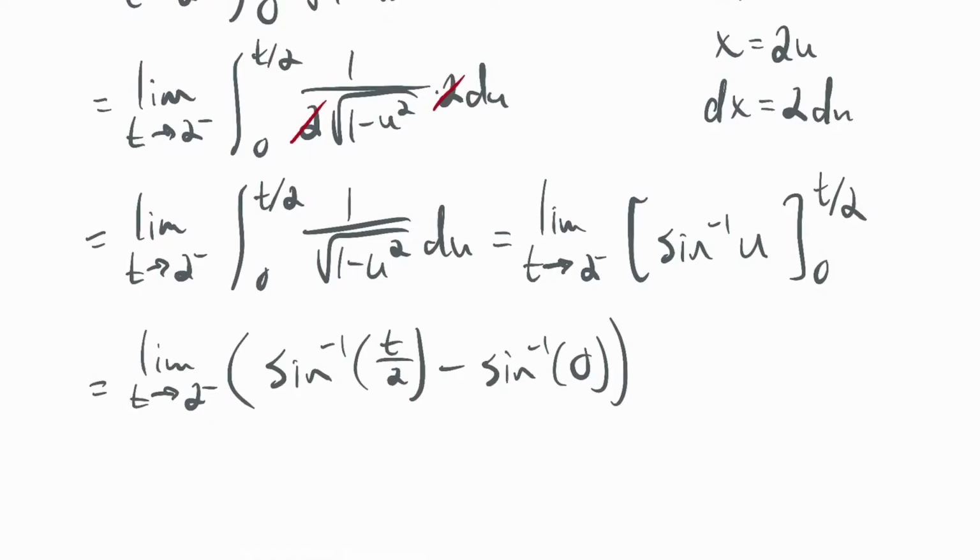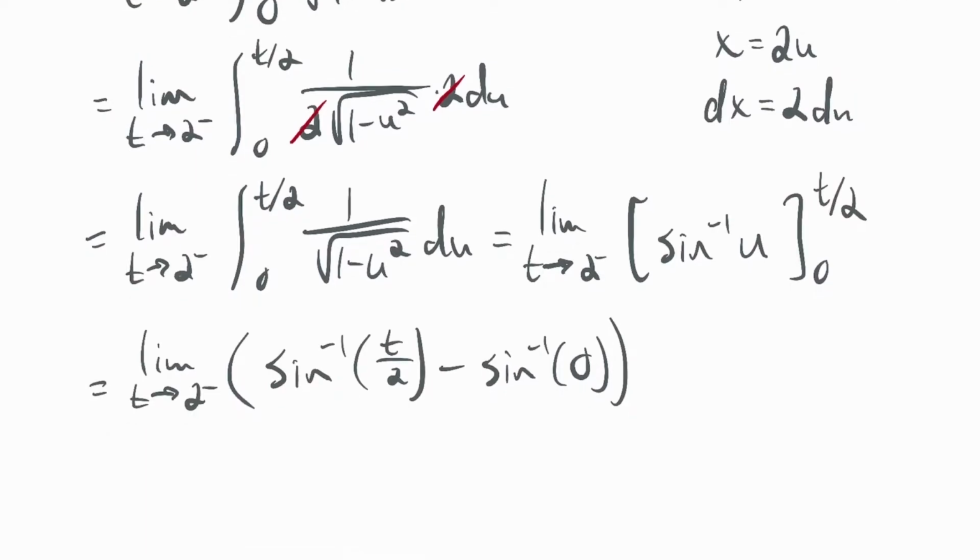So at this point, how you deal with this depends on a few things. You could think, well, can I just plug that in? Does that work? Is sine inverse continuous? Is this in the domain? Well, if you take the standard inverse sine function, the domain would be -1 to 1, but this is t over 2. So how do I want to do this?